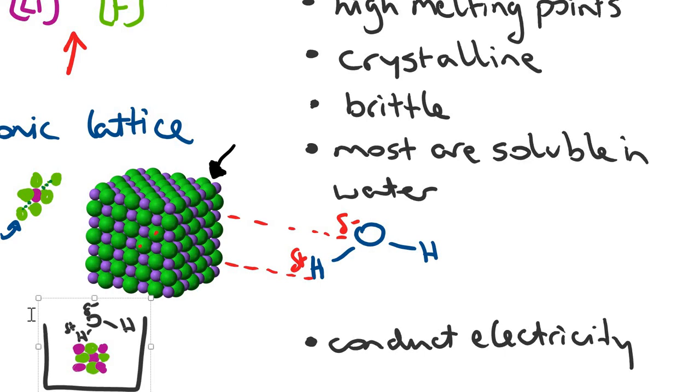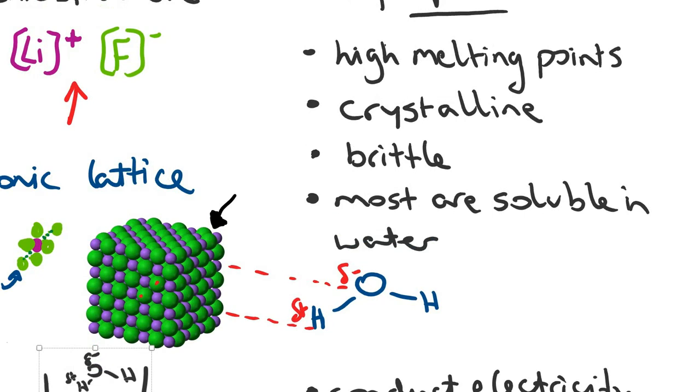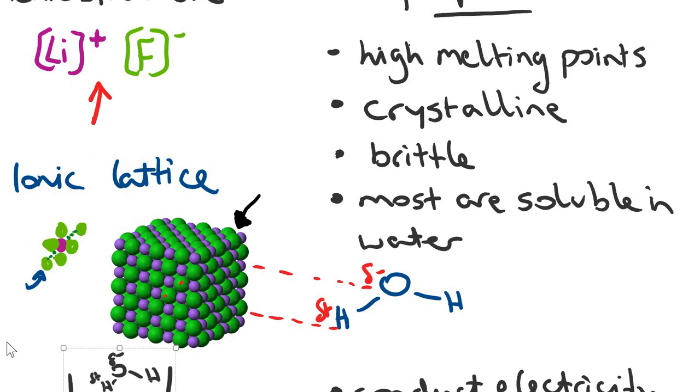So just to recap, we have positive and negative ions really strongly attracted to each other in a giant ionic lattice, which gives rise to a number of properties.